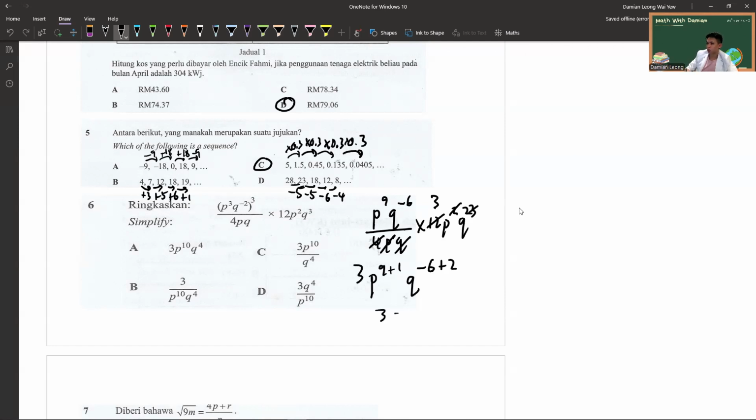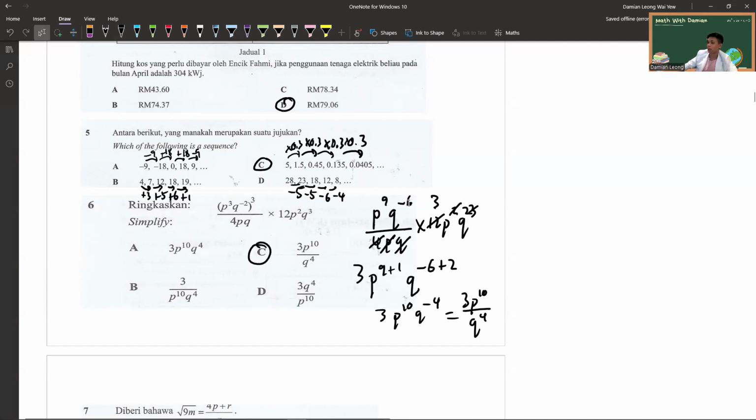So it is p to the power of 9 times p means power plus 1. Q to the power of -6 times power plus 2. And the 3, I can just put in front. So it means 3p to the power of 10, q to the power of -4. Power negative, we put on the bottom of the fraction. So over q to the power of 4. 3p to the power of 10 over q to the power of 4. Answer C.